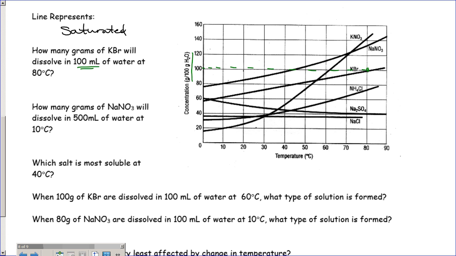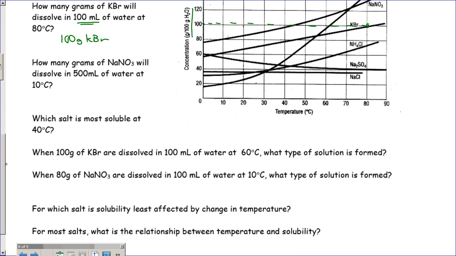And if you look really closely, it's just a little bit less than 100. I would probably take answers anywhere from 95 to 100 on that. But I'm just going to go ahead and say 100 grams of potassium bromide are able to dissolve in 100 milliliters of water at 80 degrees Celsius. Let's look at the next question.